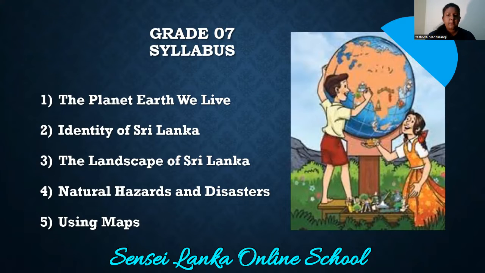Then what is the number 4? Unit number 4 in your syllabus. Natural hazards and disasters. Then what is the last unit in your grade 7 syllabus?